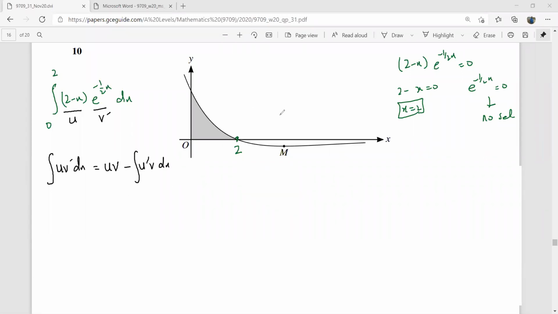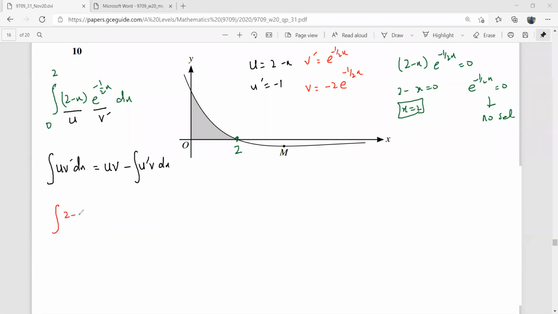If your u is equal to 2 minus x, your u dash is minus 1. If your v dash is e raised to power minus half x, your v would be minus 2 e raised to power minus half x. Basically, you're going to divide by the minus half this time when you integrate it. Let me integrate this without the limits first, and then I'll put the limits at the end.